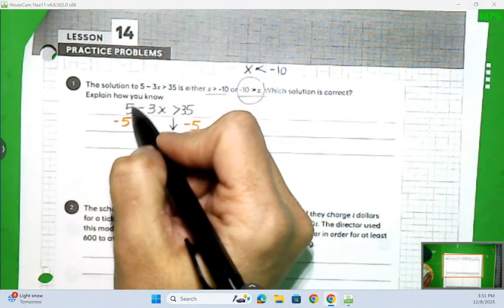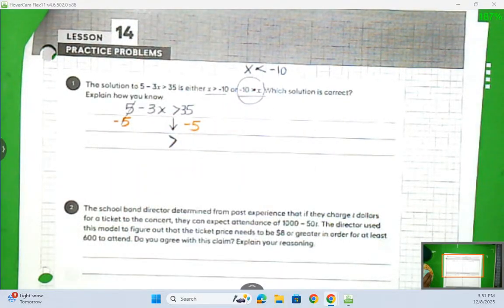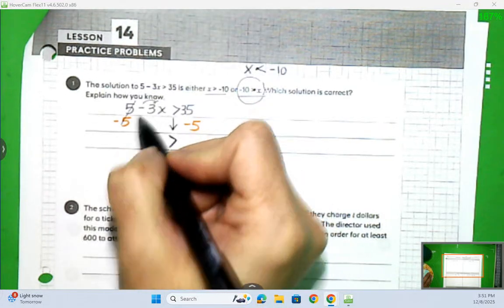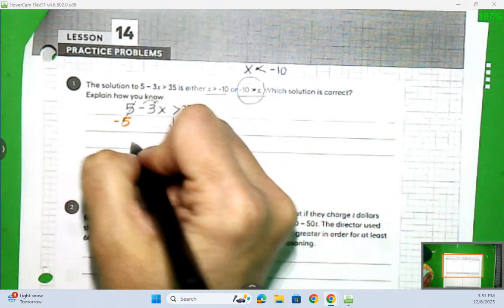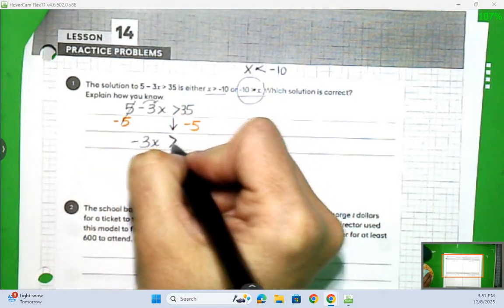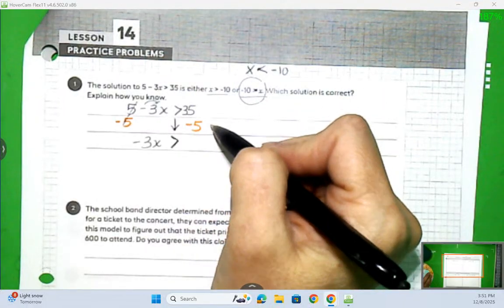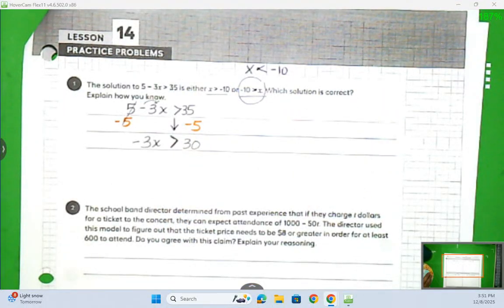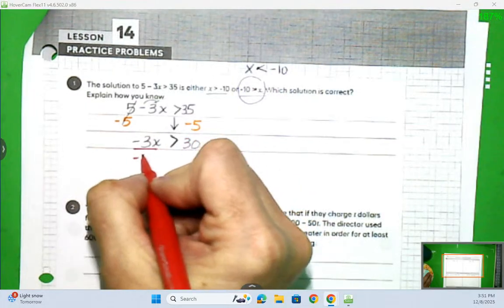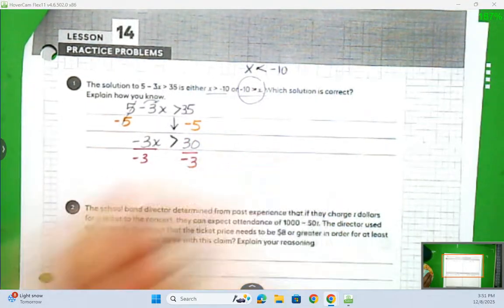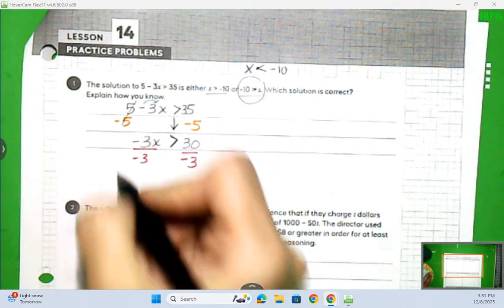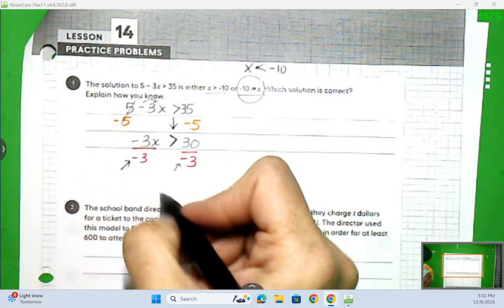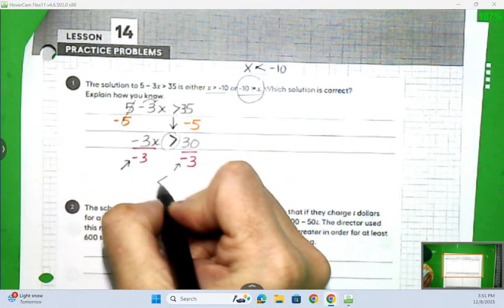5 and negative 5 are a zero pair. They cancel out, add up to 0. We are left with a negative 3x because we have that minus sign that we can't ignore. So we're going to have negative 3x is greater than, and then we calculate 35 minus 5 is 30. Okay, our next step to solving x is to divide both sides by that negative 3. And remember, when we divide by a negative or multiply by a negative, our inequality needs to switch direction.